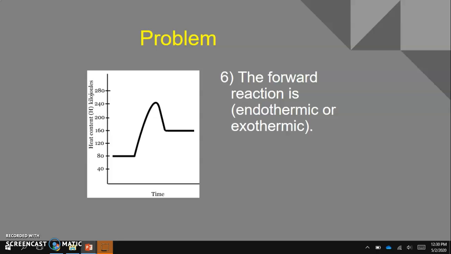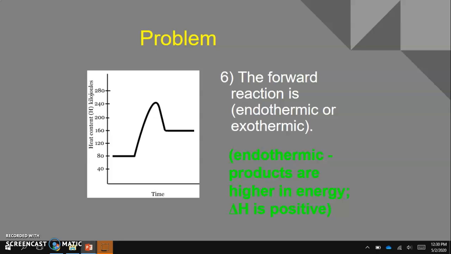So remember, there's two ways to tell. Number one, is your delta H positive or negative? And number two, what about the energy of your products versus your reactants? In this diagram, we can see that the energy of our products is higher than the energy of our reactants. When that happens, so when you've got a higher energy in your products and you've got a positive delta H, that's going to be an indication that you have an endothermic reaction taking place. Again, that means the system is taking heat in.